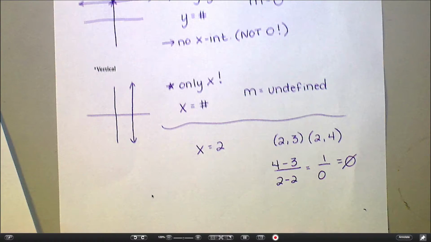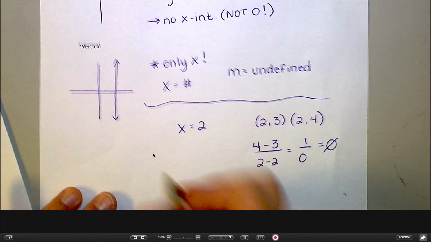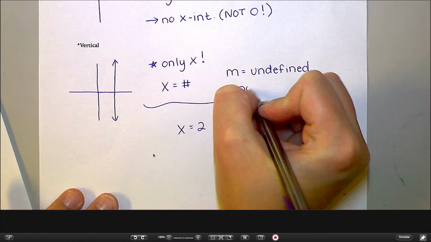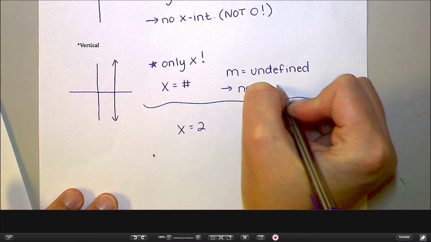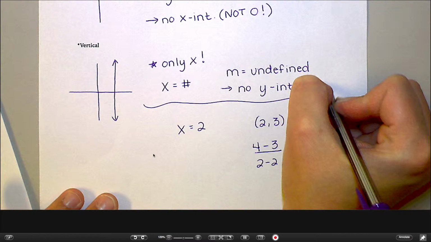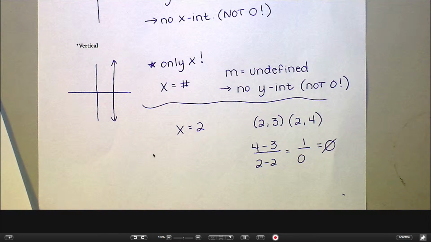So then what do you think we could say about the vertical line? It has no y. Has no y-intercept, that's right. So, no y-intercept. And again, we would not say 0. Okay, you would just say none. Because there are going to be some questions on your homework that ask about that.